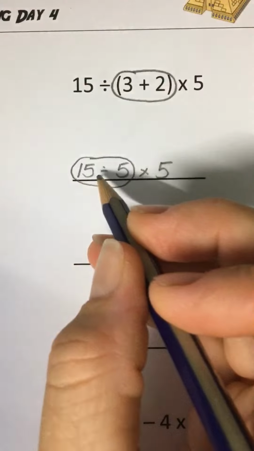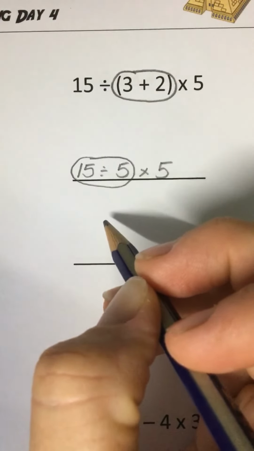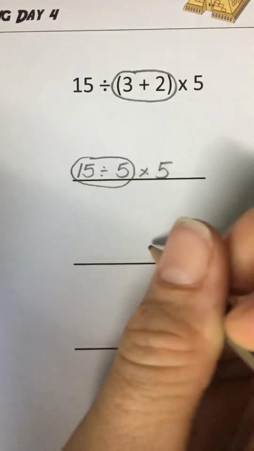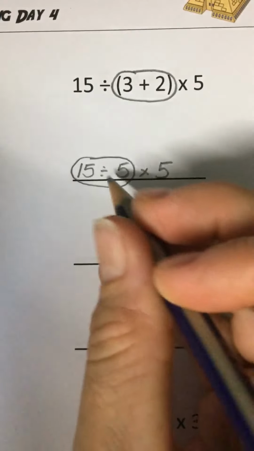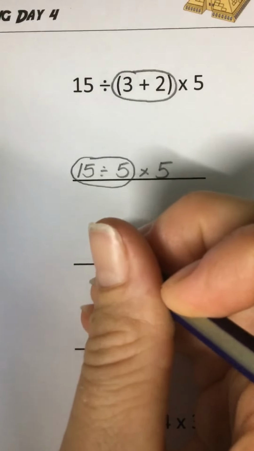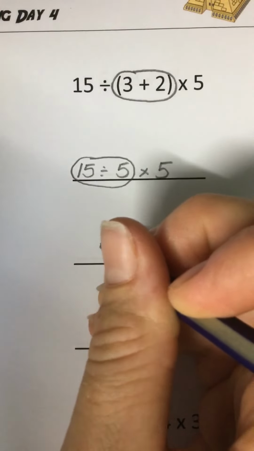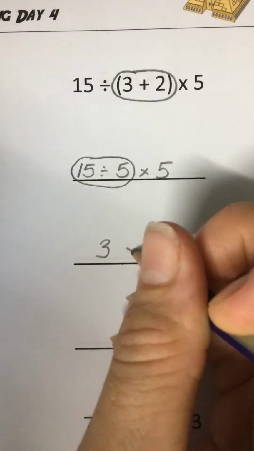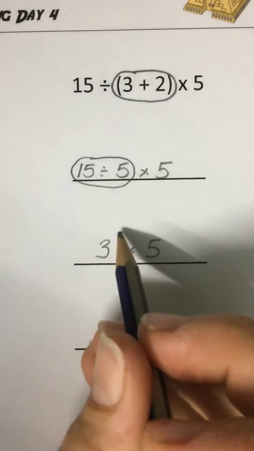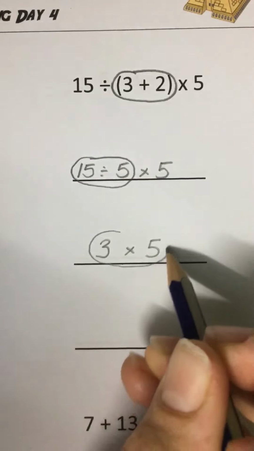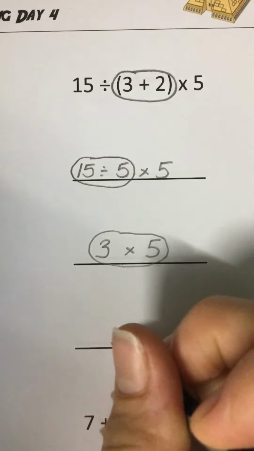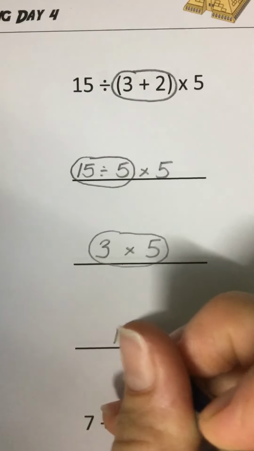So 15 divided by 5 is 3. So we'll rewrite that operation now, substituting 3 in the place of 15 divided by 5, because they mean the same thing. So now we have 3 multiplied by 5. Now we just have one more operation to complete. 3 multiplied by 5, back to 15.